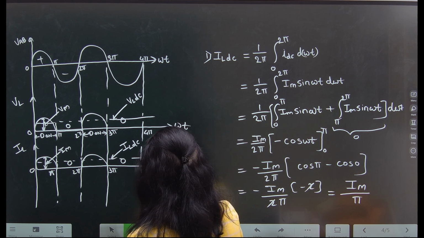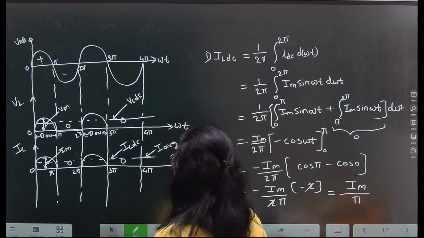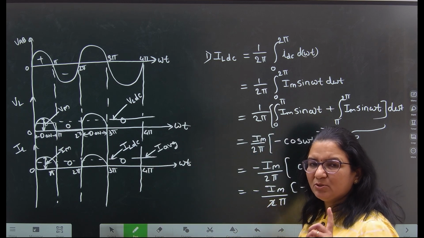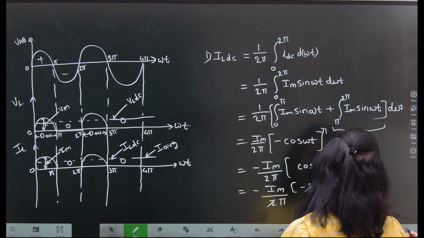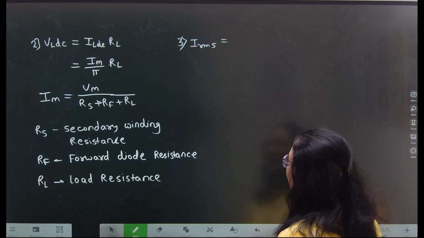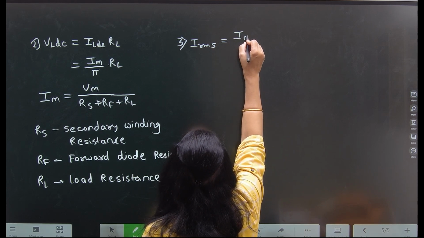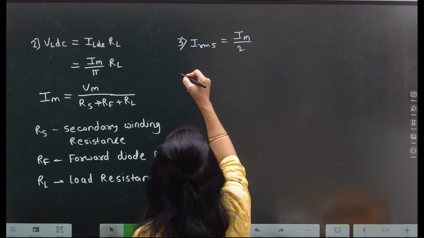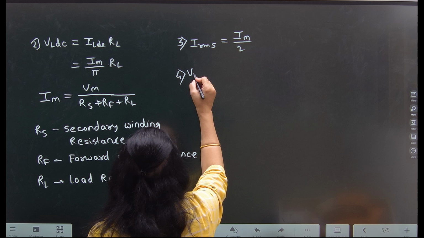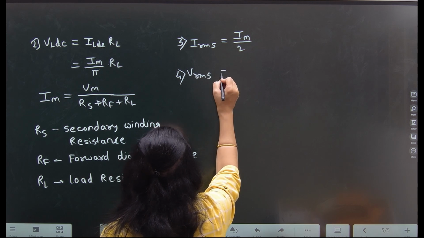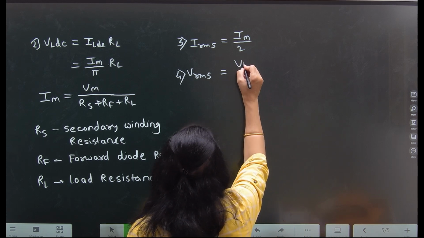If we calculate the average of this line, take the square of this I average, and take the under root of this value, then that is called the RMS value. IRMS in case of half wave rectifier is Im upon 2. In your syllabus, there is no detail about the IRMS, VRMS detailed formula. Only the formula is there. VRMS is equal to Vm upon 2.